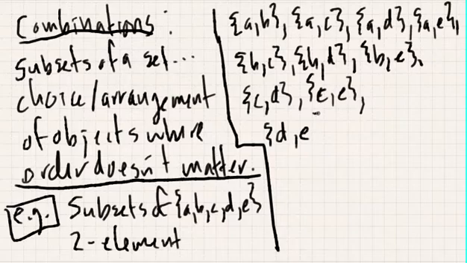D comma E. Order doesn't matter when I choose subsets because that's how we've defined sets to be. But I've got 1, 2, 3, 4, 5, 6, 7, 8, 9, 10. That's 10 total subsets. Now, where does this number come from?